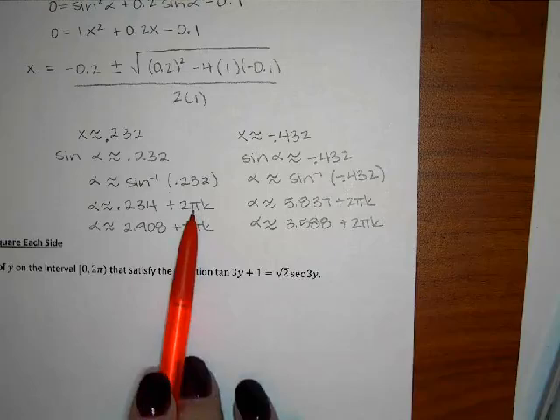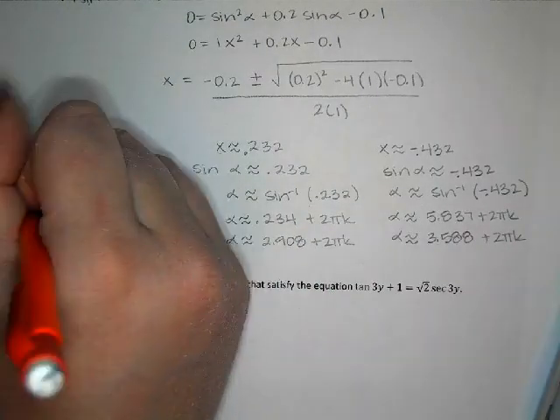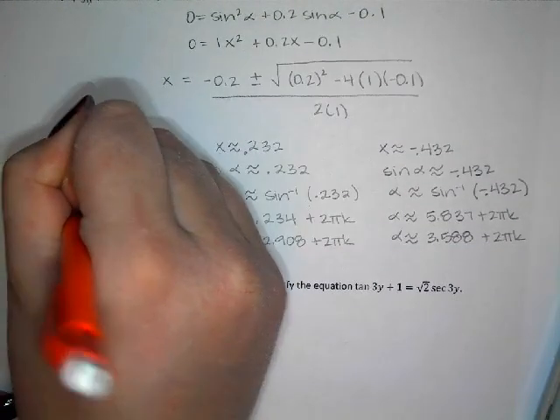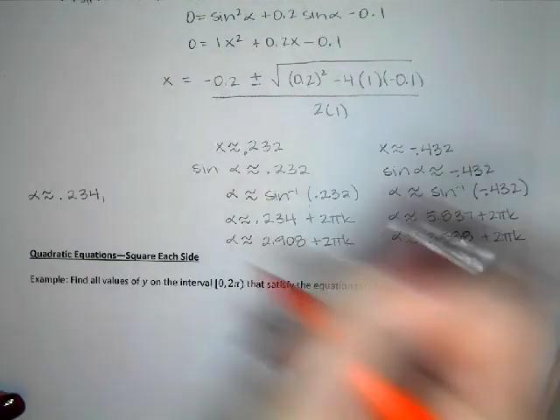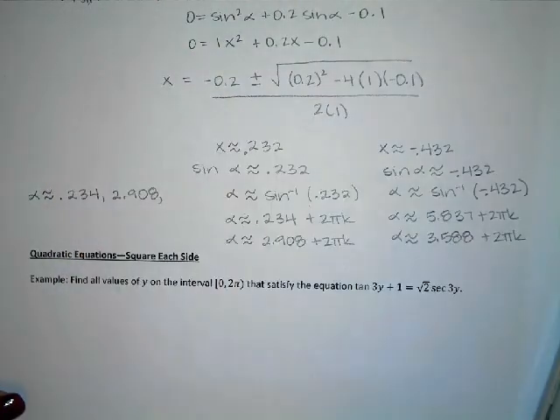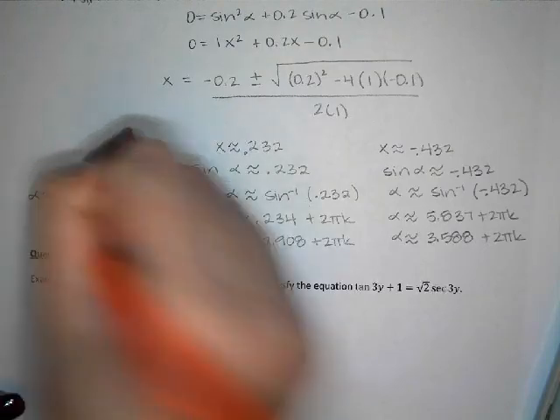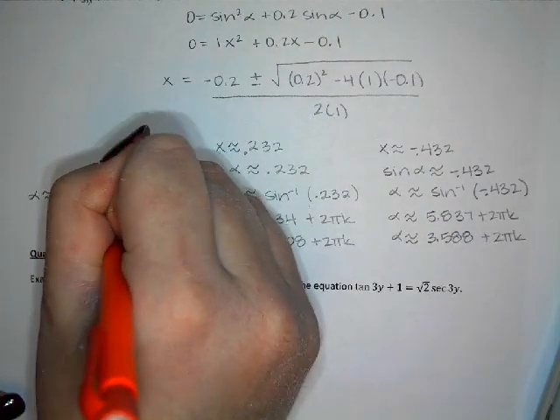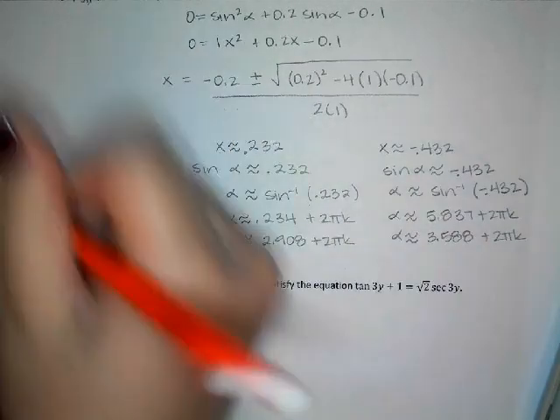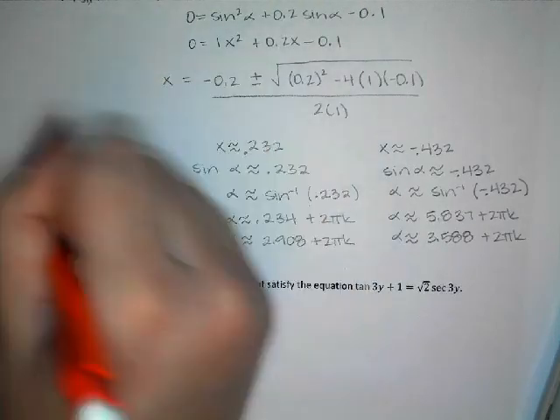So I'm going to say alpha is 0.234, 2.908, 5.837, 3.588. You could put them in numerical order if you want to, smallest to largest. I did not. Okay, so there's the 4 answers, and we could check them just like we checked the last problem.